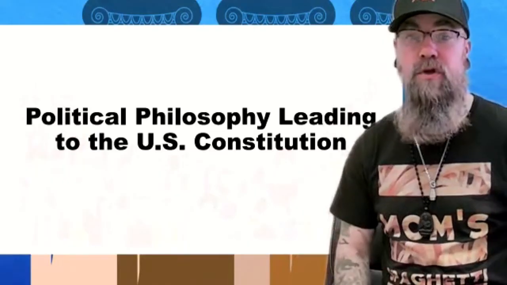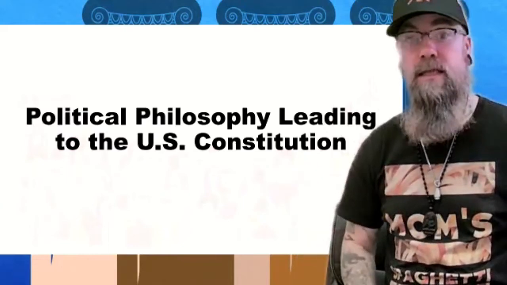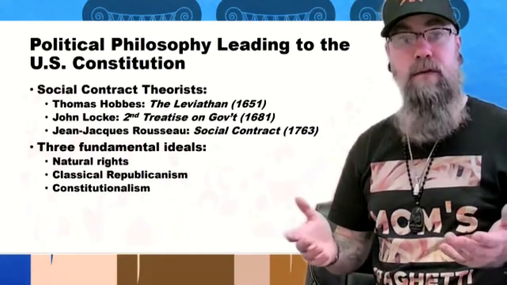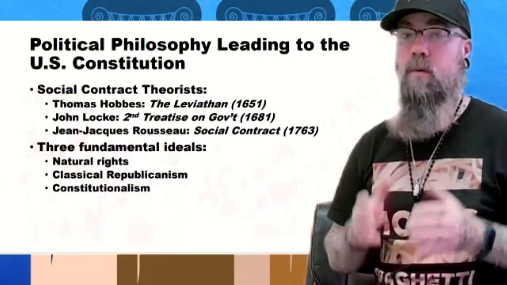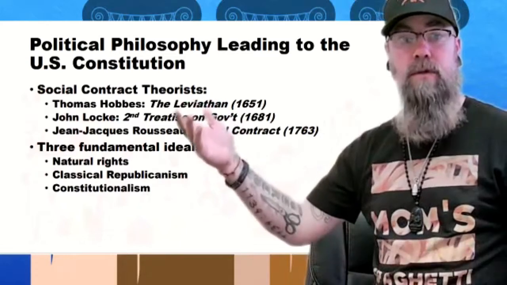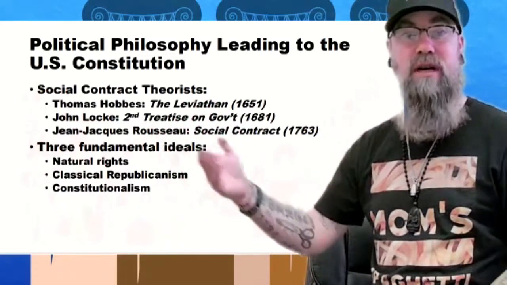Hey students, this time for social studies, let's talk about the political philosophy leading to the U.S. Constitution. So who are the thinkers or philosophers that led to the U.S. Constitution? Well, there's three main people that they point to: Thomas Hobbes, John Locke, Jean-Jacques Rousseau.